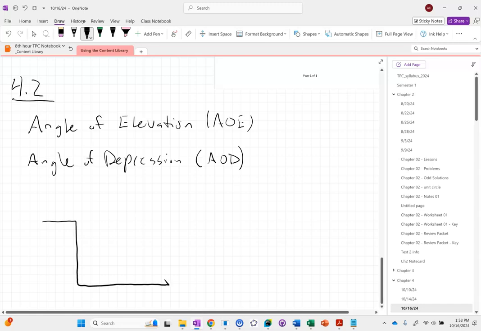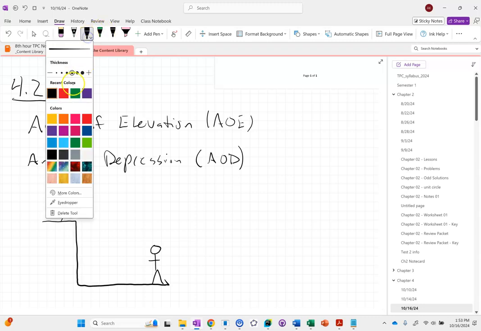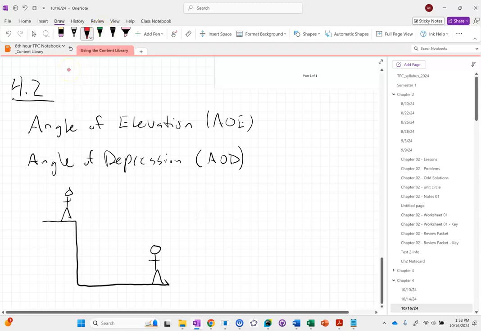So let's say we have two people. One person's up high, one person down low. And let's say this is their line of sight where they're just looking straight ahead. Everybody feel okay there?